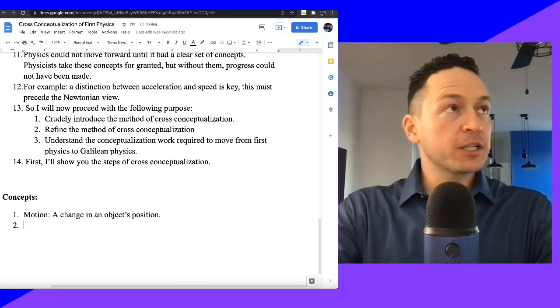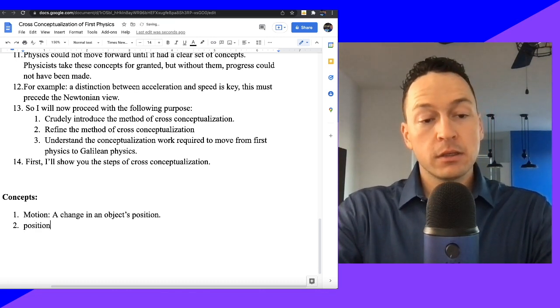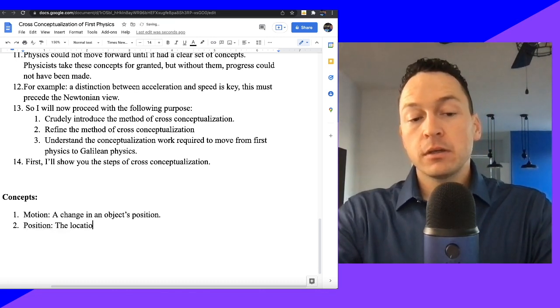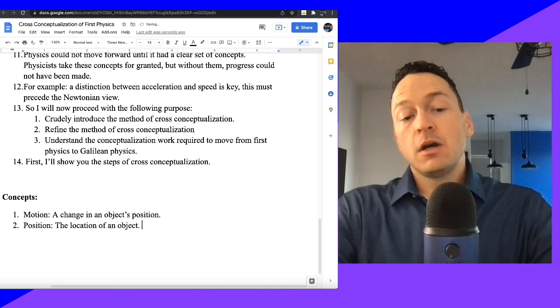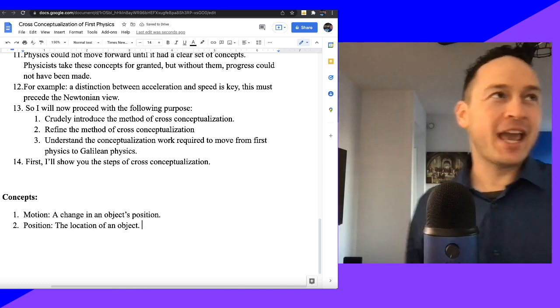A change in an object's position. Well, of course, what is position? Okay, so Galileo then says, position is the location of an object.